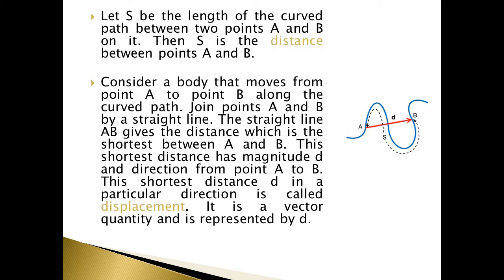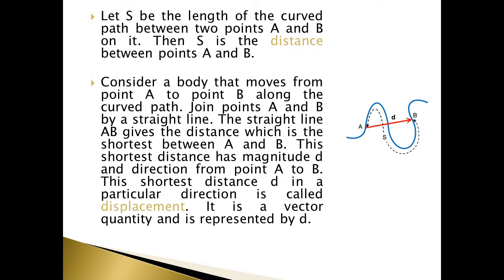Consider a body that moves from point A to B along the curved path. Join points A and B by a straight line. The straight line AB gives the distance which is the shortest between points A and B. This shortest distance has magnitude d and direction from point A to B. This shortest distance d in a particular direction is called displacement. It is a vector quantity and is represented by d.